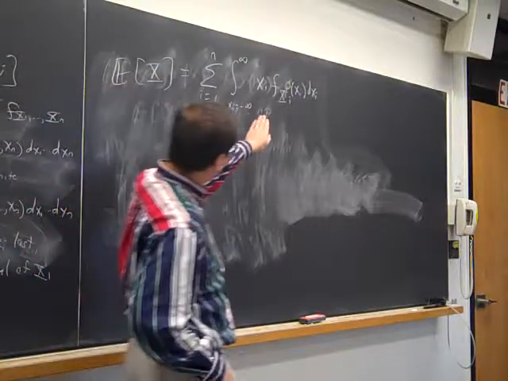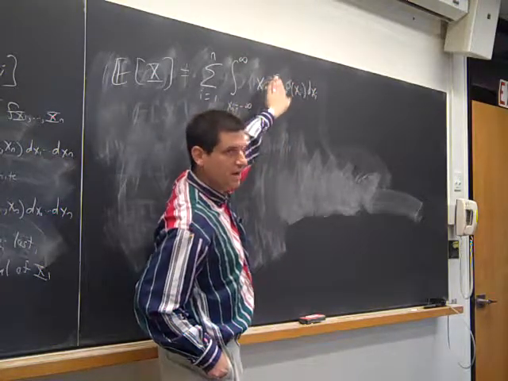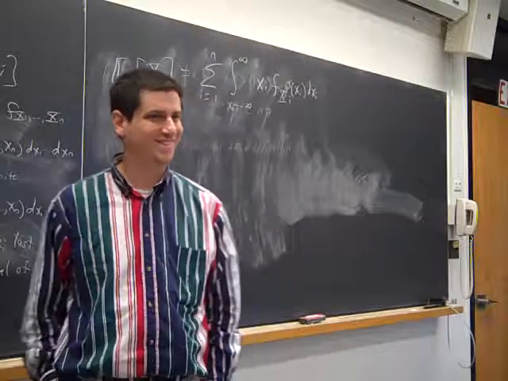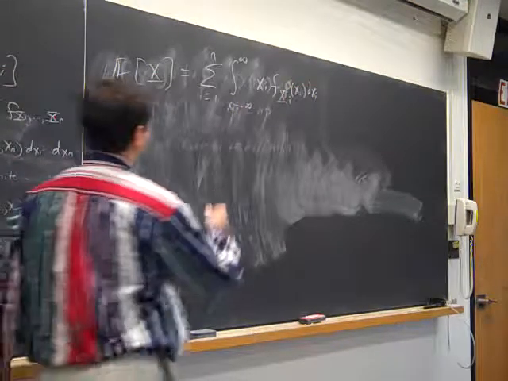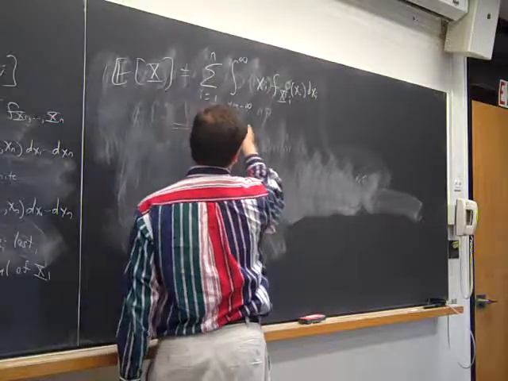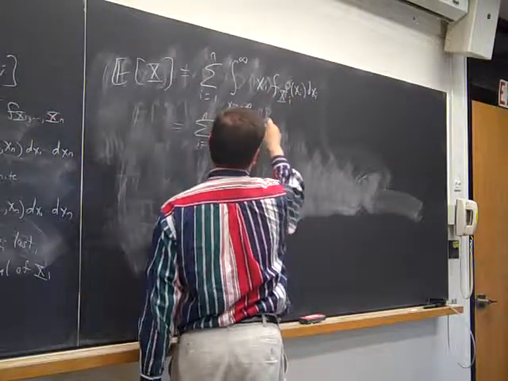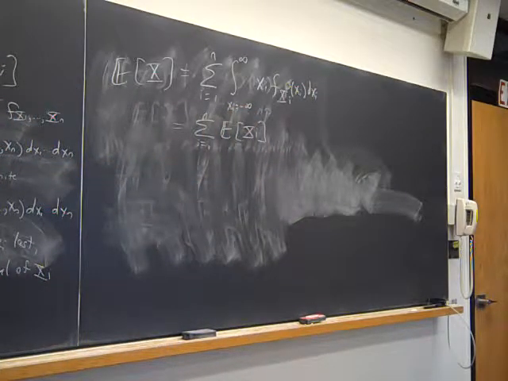So if I didn't have the xi here, what would that integral equal? 1. I have the xi here, what does it equal? So I'm integrating xi times the density. This is just defined to be the expected value, which is exactly what we want. So we get the sum, i goes from 1 to n, of the expected value of xi. And that's what we were trying to prove.